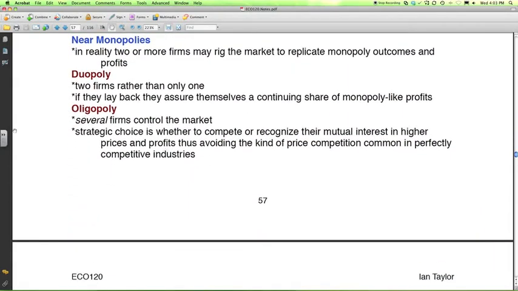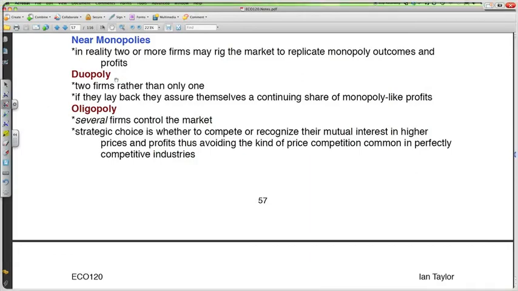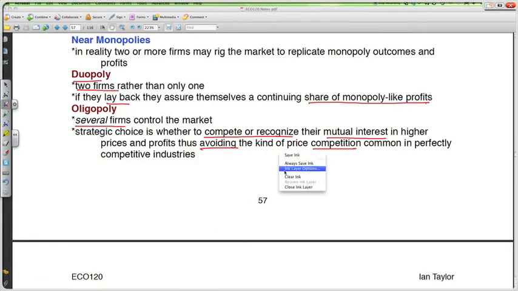We can also have near monopolies. This occurs if we have a duopoly, which means there's two firms, but they can also lay back instead of compete with one another, act as one firm, and then just share monopoly-like profits. So essentially, they work together to become a monopoly. If we have several firms controlling the market, they can also recognize their mutual interest, and thus avoid competition, and work together as a monopoly.